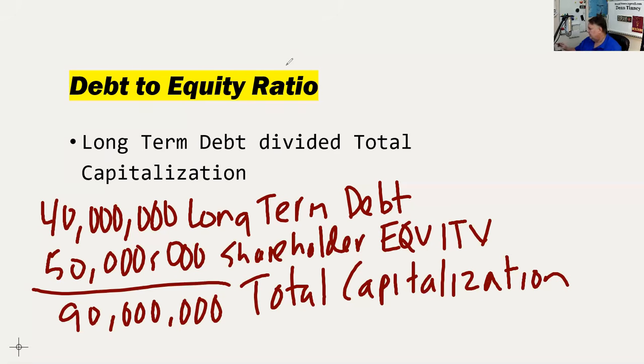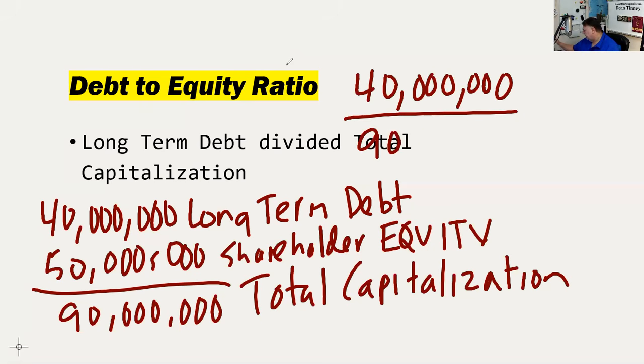Now to get the debt to equity ratio, what we're going to do is take the long-term debt and divide by total cap. Let's see if you can get that one right. You're going to take the long-term debt divided by the total cap. So you can hit pause now if you'd like. And here's our 40 million in bond money, long-term debt. And then we're going to divide that by our total capitalization, which is 90 million. And I'll just do that on my calculator.